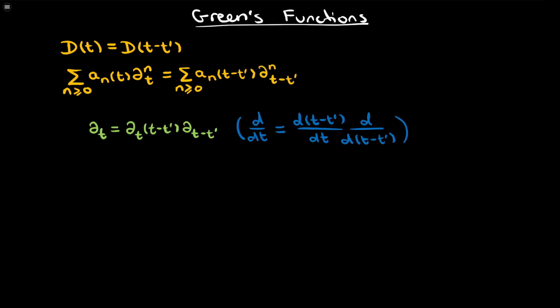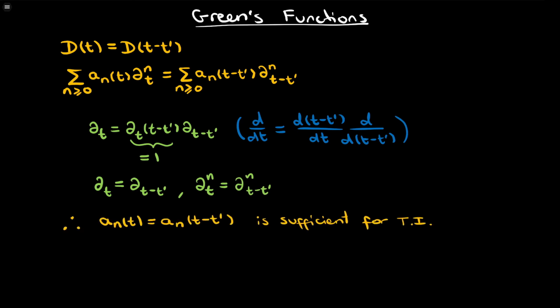We can write the partial derivative operator in t as equal to the derivative of t minus t prime with respect to t multiplied by the partial derivative operator in t minus t prime by chain rule. This derivative evaluates to 1, and so we see that the partial derivative operator is translation invariant, and so it follows that the nth partial derivative operator is also translation invariant. So, for the dream property, it is sufficient for the coefficient functions to be translation invariant. That is, each of these functions is actually a constant.